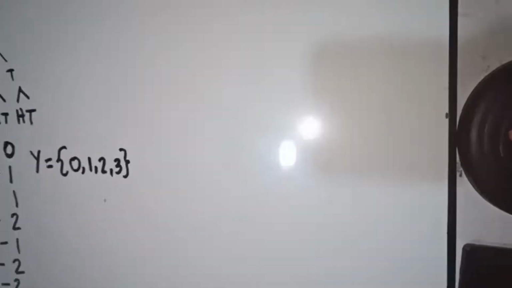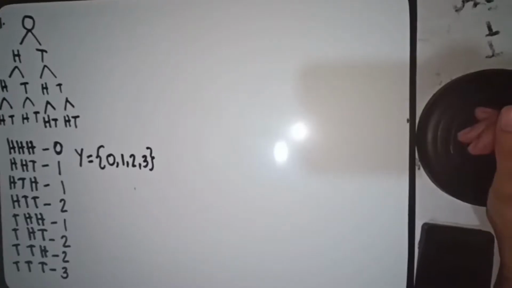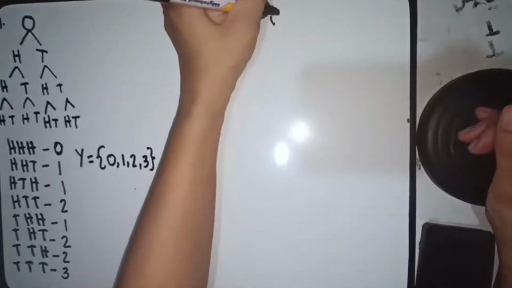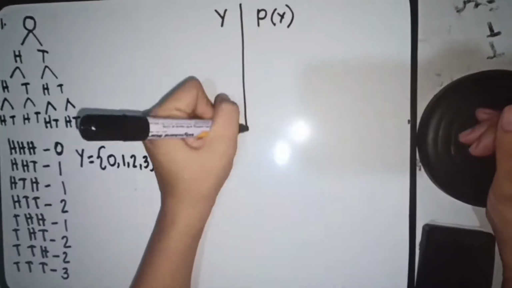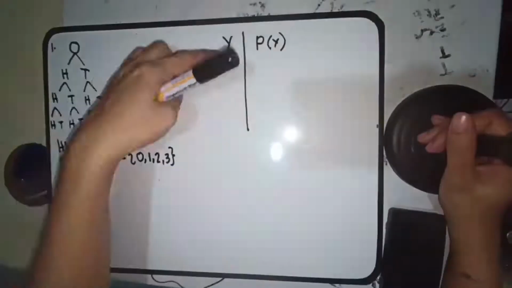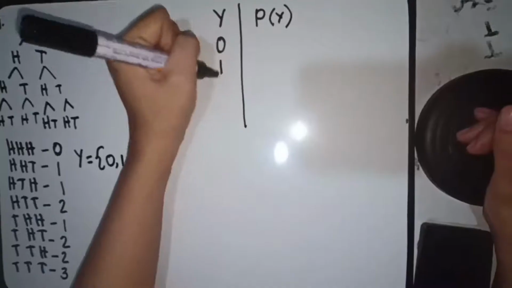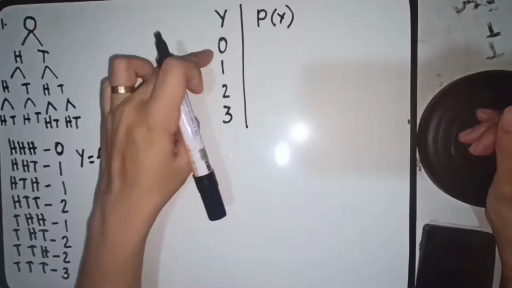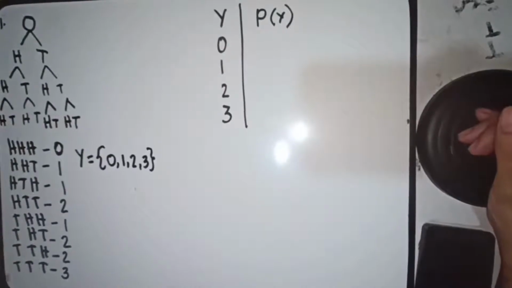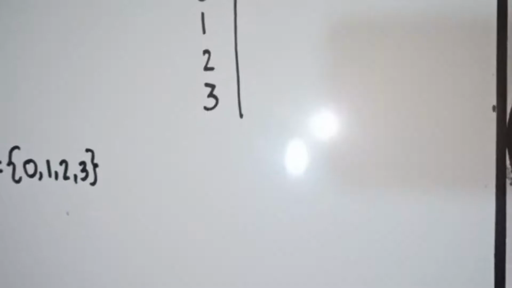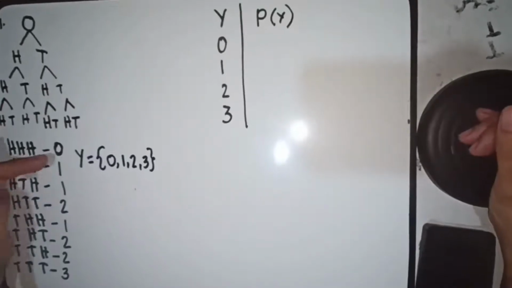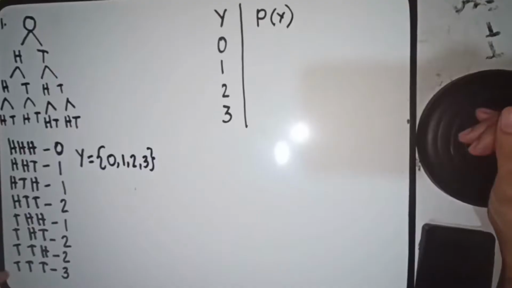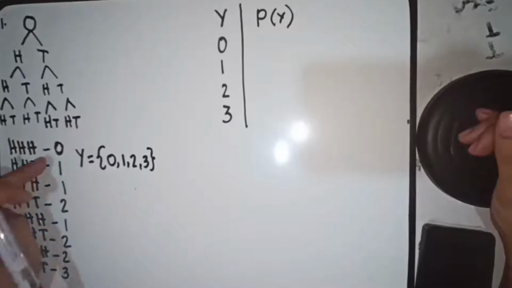Okay, so for our probability distribution table, we have y and p of y. The values of our y, which is the random variable, are 0, 1, 2, and 3. For the probability of 0, how many times does 0 appear here? Because these are all the possible outcomes. So, once. And then how many outcomes are there in total? We have 1, 2, 3, 4, 5, 6, 7, 8. So, for the probability, again, 0 appears only once.